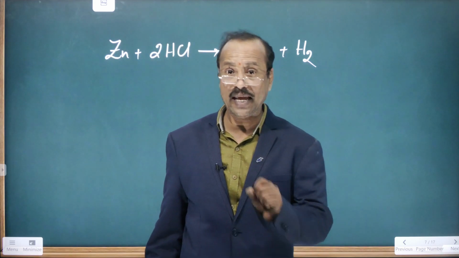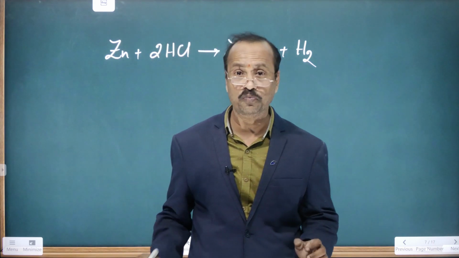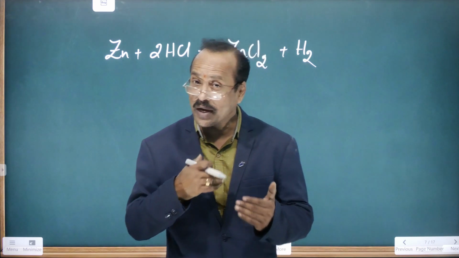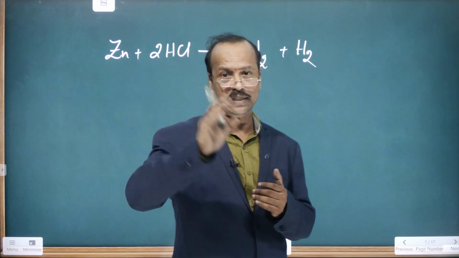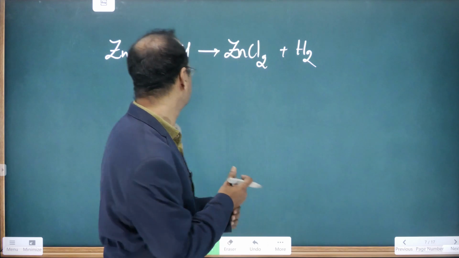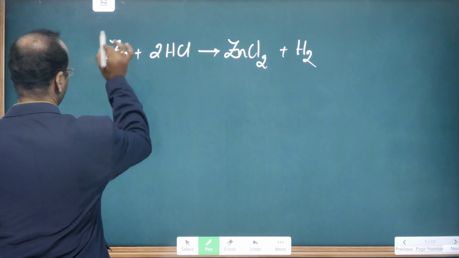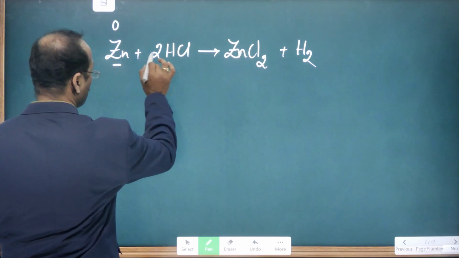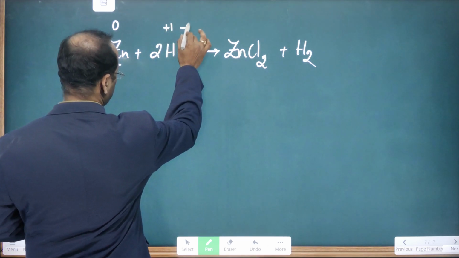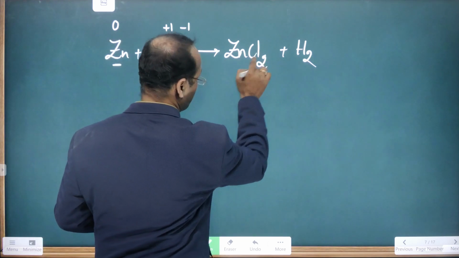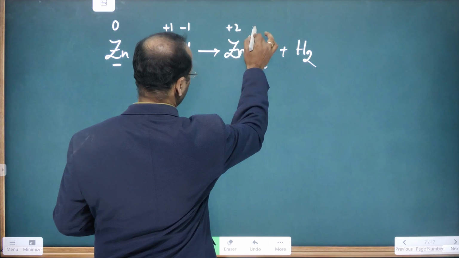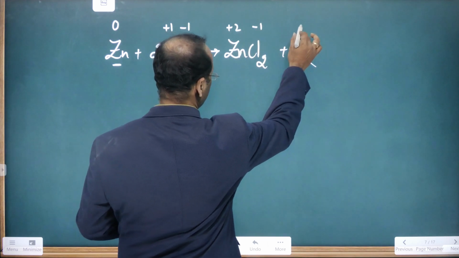The reducing agent means what? Which is undergoing oxidation, that is called a reducing agent. So how can you say which is undergoing oxidation? Write the oxidation numbers. Zinc is an individual element, so this is 0. You know that hydrogen oxidation number is +1. Chlorine oxidation number is -1. Here chlorine is -1, but 2 chlorines are there, so this becomes +2. Each chlorine is -1. Hydrogen is an individual element, 0.